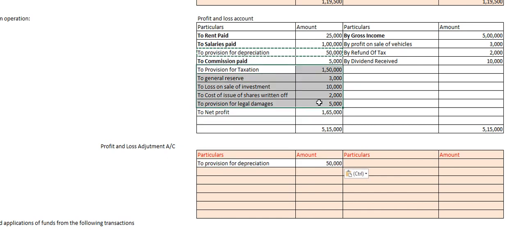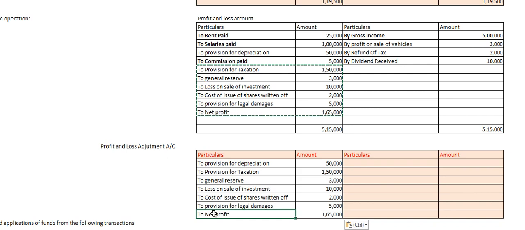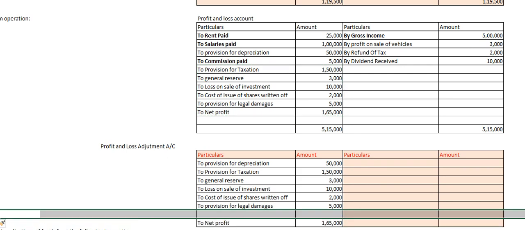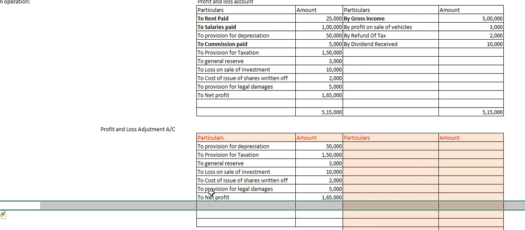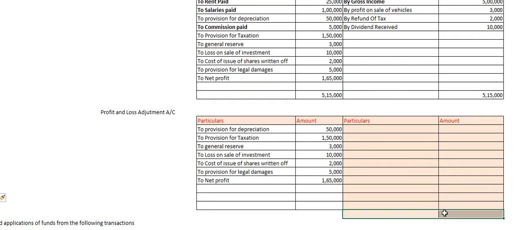So we will write down the same way. Provision for depreciation 50,000, to provision for taxation 1,50,000, to general reserve 3,000, to loss on sale of investment 10,000, to cost of issue of shares written off 2,000, to provision for legal damages 5,000, and to net profit is 1,65,000.